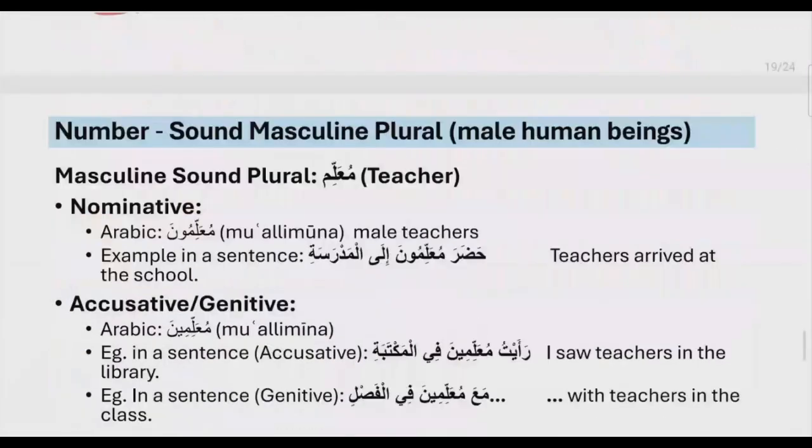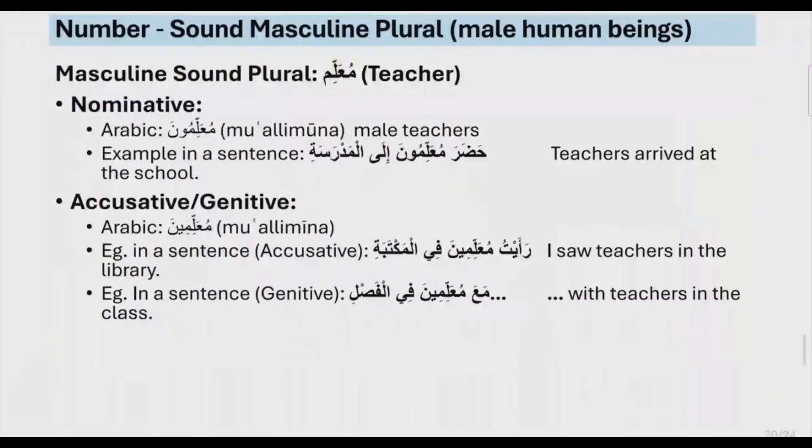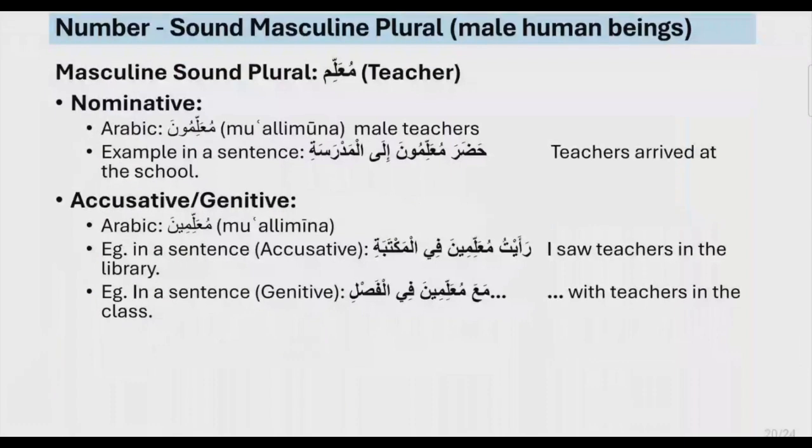Right. So to give you examples in a sentence, like muallimuna is plural of teachers. The teachers arrived at the school. So arrived, here's the verb. So if there's a verb, this is the subject or the doer of the sentence. So therefore it's nominative case. Right? Therefore you use una.